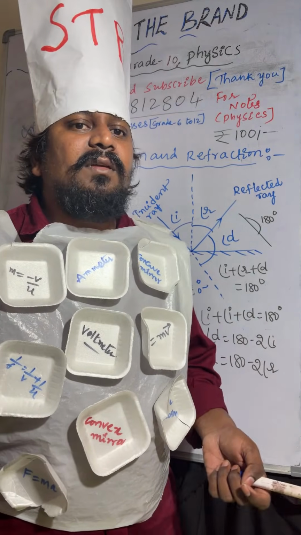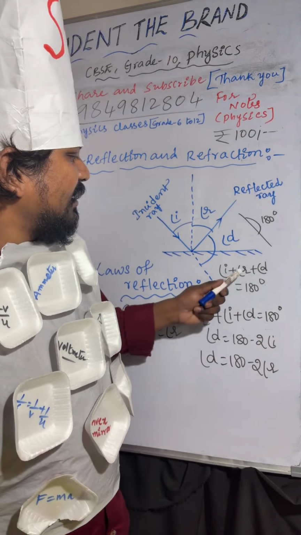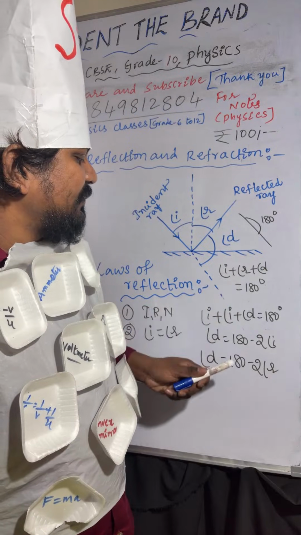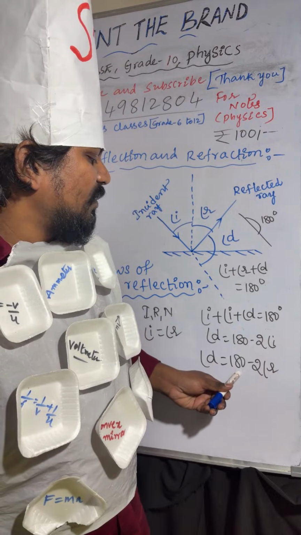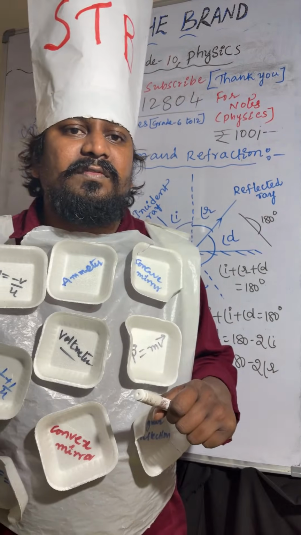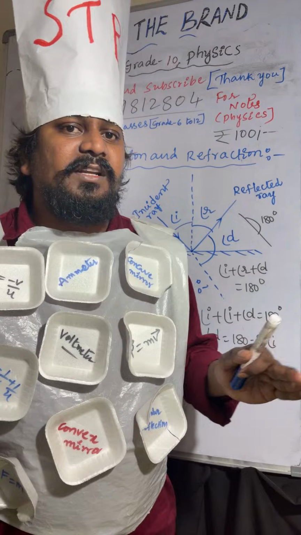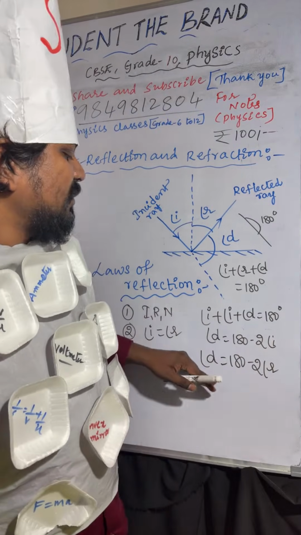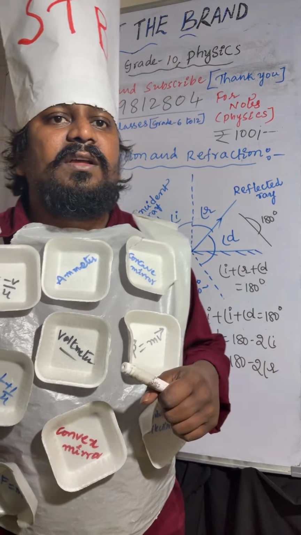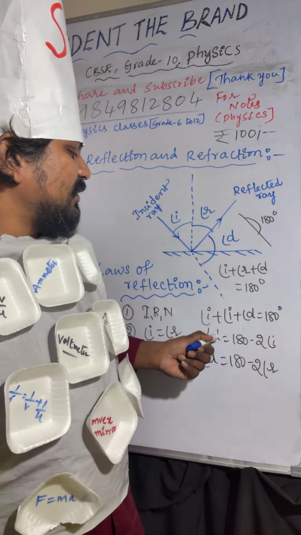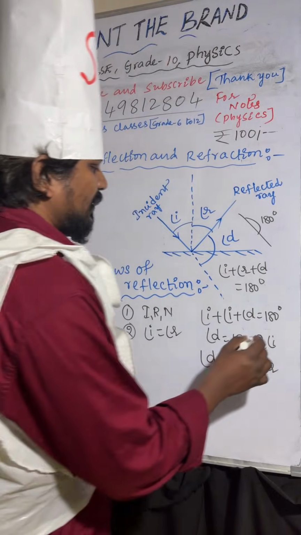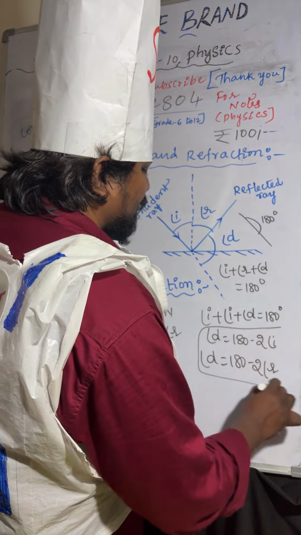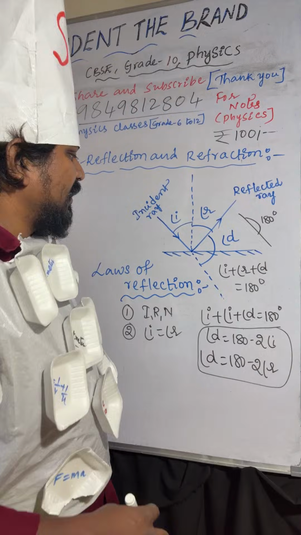In the same way, instead of angle of incidence, if I write angle of reflection, I'll be getting angle of deviation equal to 180 minus 2 angle of reflection. I hope it is very clear. So angle of deviation equal to 180 minus 2 angle of reflection, and angle of deviation equal to 180 minus 2 angle of incidence. These two formulas are very, very important.